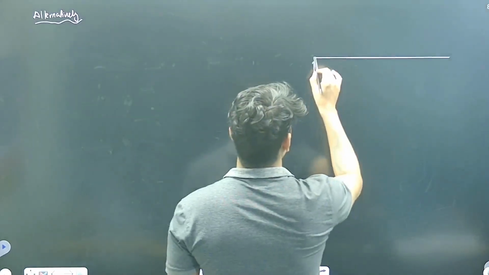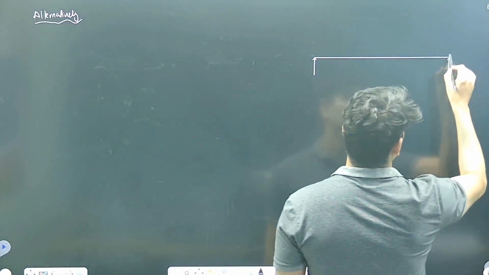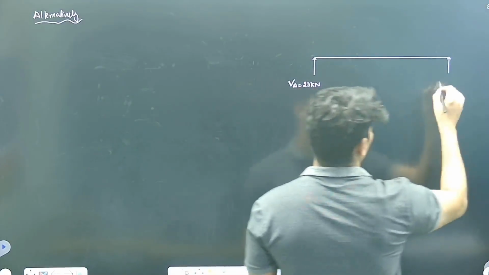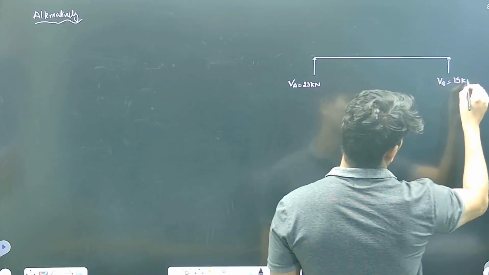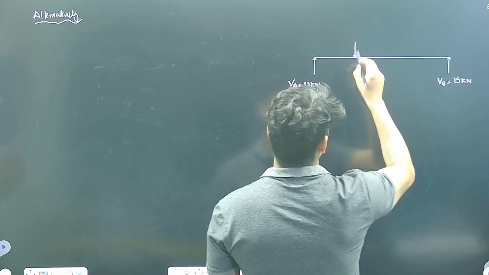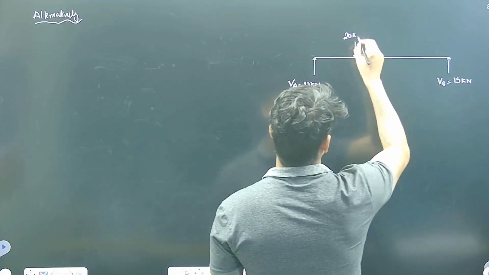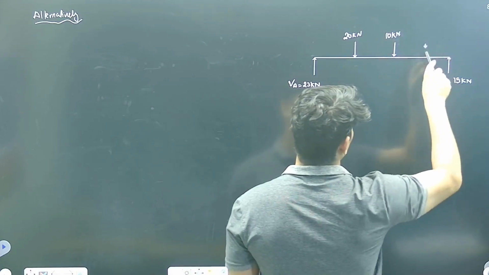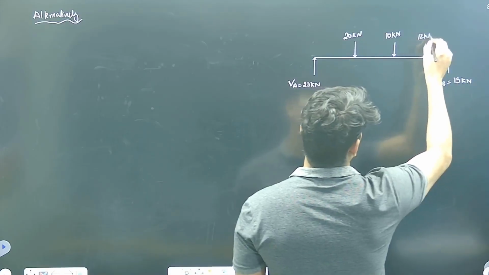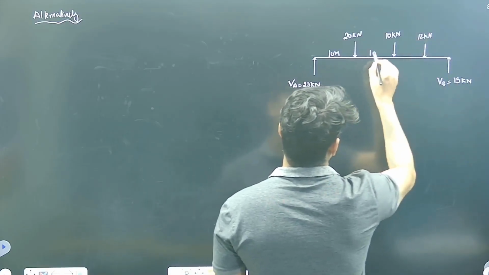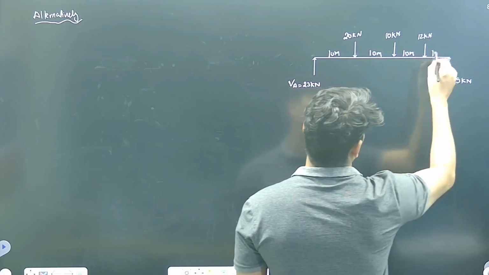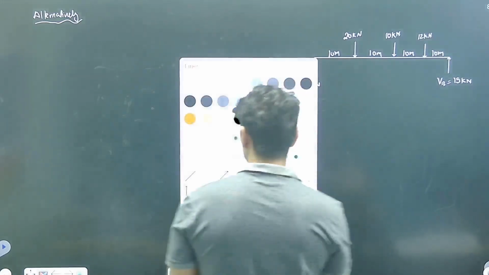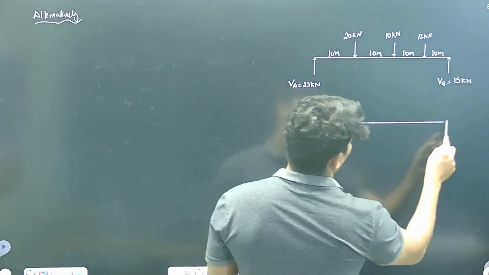This is the vertical supports. So how much was the reaction? VA is 23 kilonewton. VB is 19 kilonewton. Forces applied: 20 kilonewton, 10 kilonewton, 12 kilonewton at distances of 10 meter, 10 meter, 10 meter, 10 meter. Total 43. Now we need to draw the bending moment diagram for this.